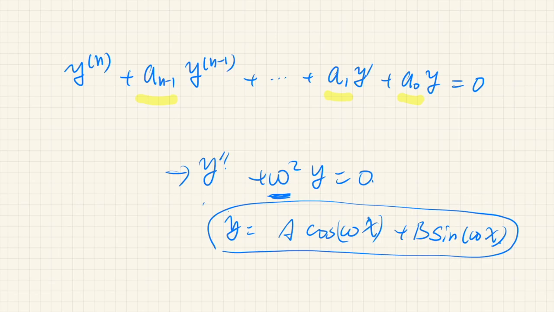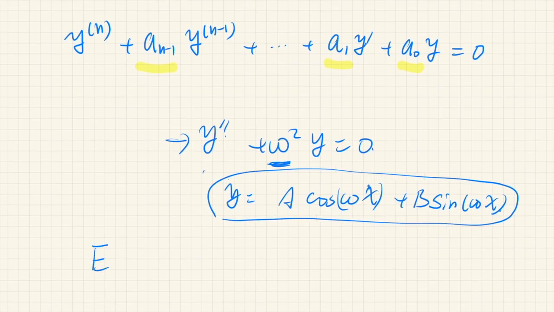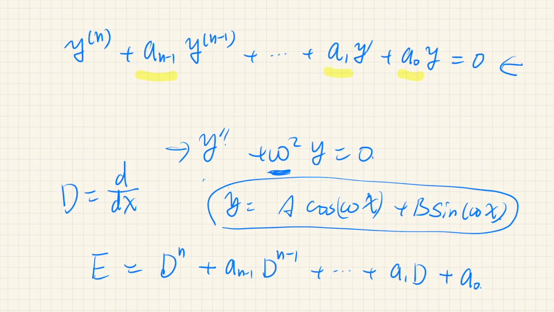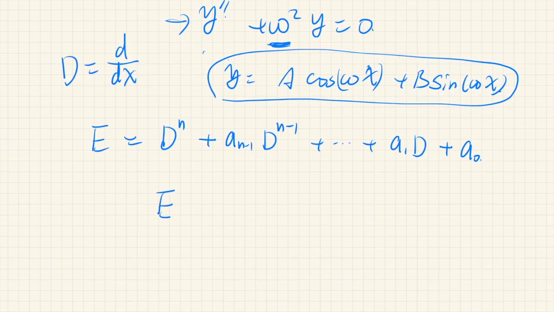So let's start. First, let us define this differential operator as we have done before: E equals D to the power of n, where of course D is the differential operator that represents differentiation with respect to x, plus a(n-1) D^(n-1), and so on, plus a1 D plus a0. Then this original differential equation becomes simply E times y equal to 0.